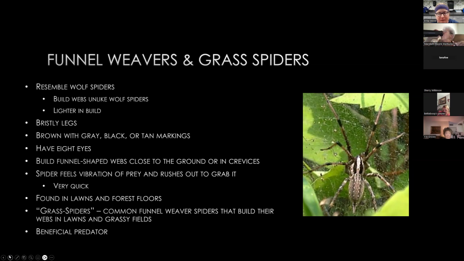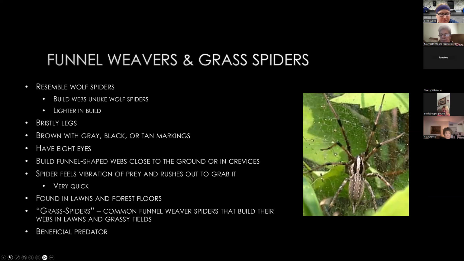Their legs are a little bit more bristly. These do have 8 eyes. They're going to put their funnel-shaped webs close to the ground or in little crevices. Sometimes they might even be in the crevices around the outside of buildings. This spider feels the vibration of the prey in the web, and then it rushes to grab it. This is a very fast spider compared to other ones. It's going to move pretty quick.